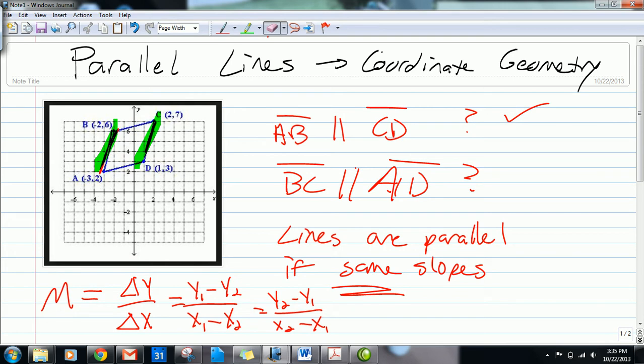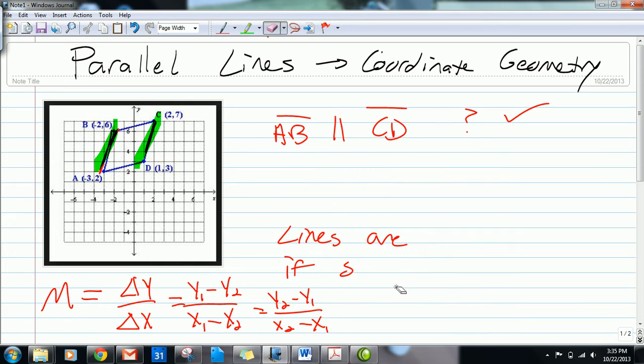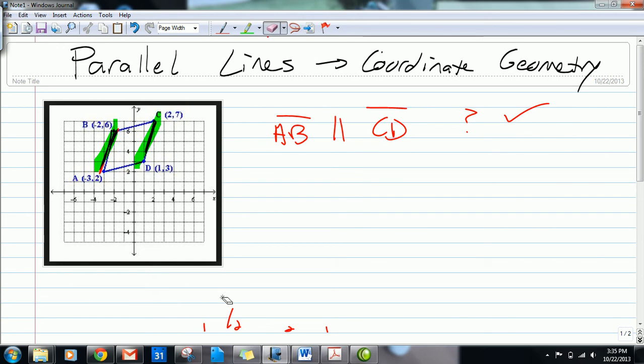So how am I going to find out if indeed AB and CD are parallel? Well, I'm going to see if they have the same slope. Okay, so what I want to do is figure out what the slope of AB is and what the slope of CD is. So let's find the slope of AB. So the slope of AB, well, I'm going to use these 2 points, A and B, right? Because AB, of course, contains those 2 points.